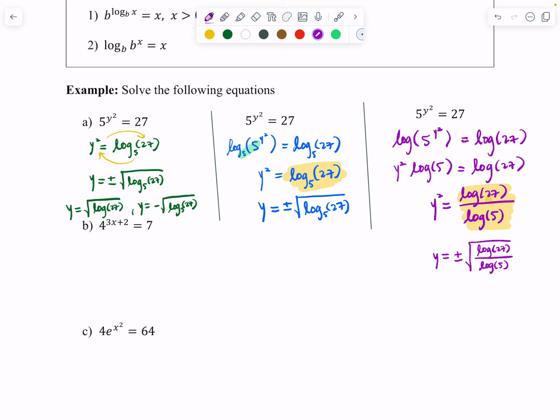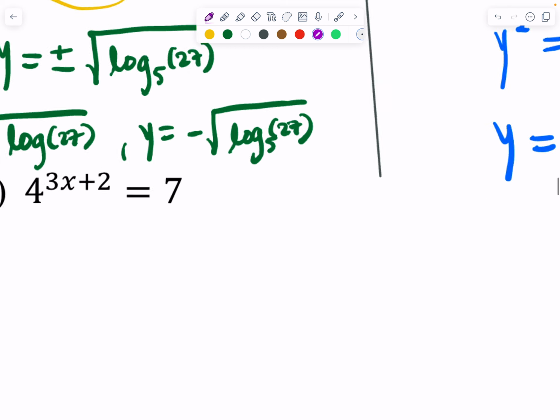If you would like to pause the video and try some of these next ones, using the approach that you feel the most comfortable with, you can then play and check your answers. You can try that.